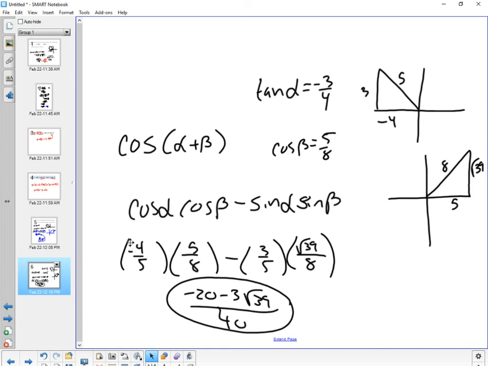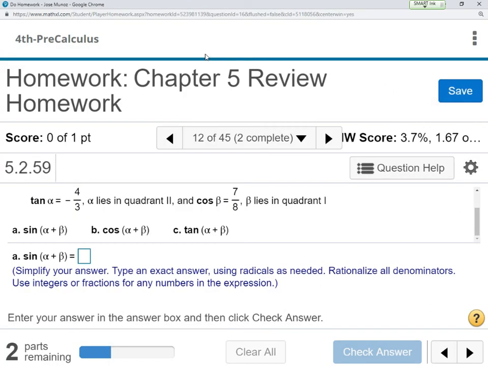Which one? Which one? Let me take a look then.